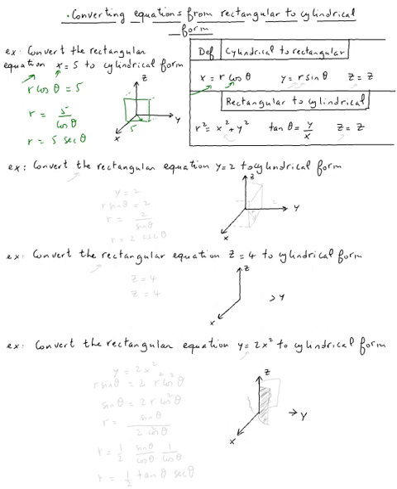Alright, let's do the second example. Convert the rectangular equation y equals 2 to cylindrical form. Again, I'm going to replace y by r sine theta. So y equals 2, so r sine theta equals 2. Therefore r equals 2 over sine theta.